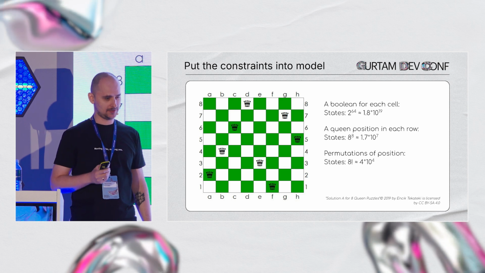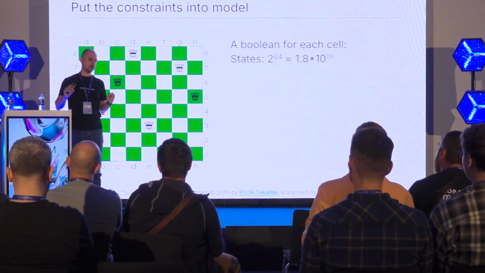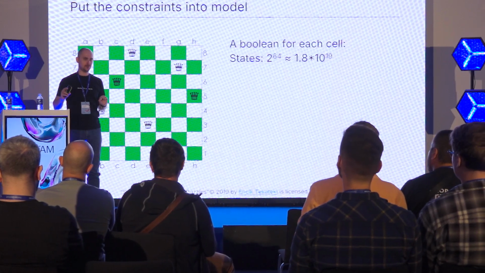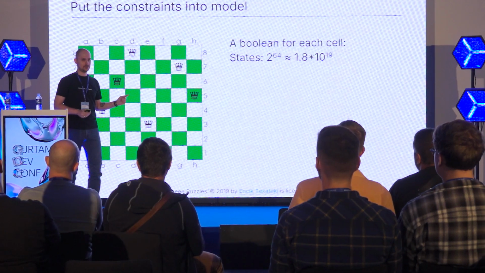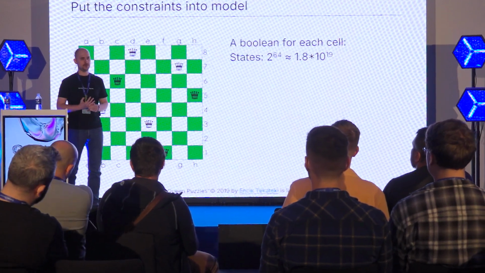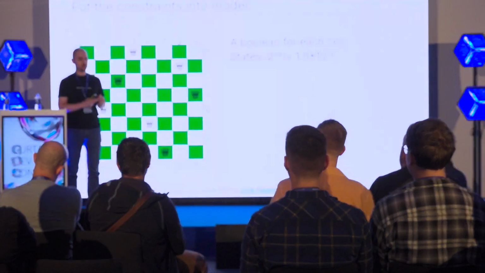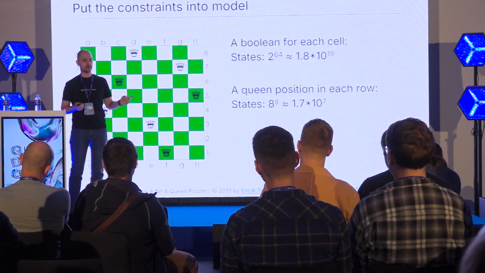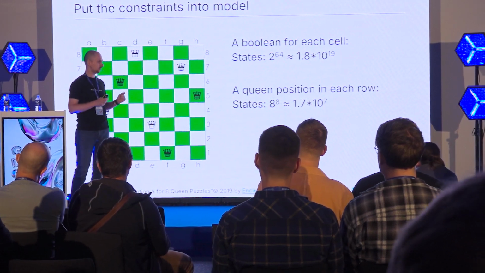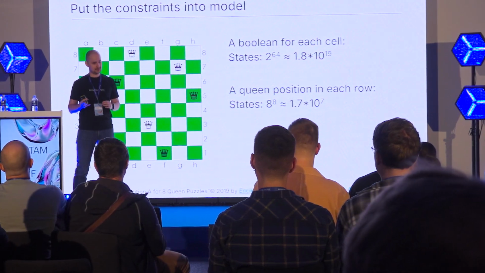That's a lot. But then we can think, wait, we can have only 1 queen in a row. We cannot have 0, because it means somewhere we will have 2 queens, and we cannot have more than 1 because they will hit each other. So we can change our model to store the position of a queen in each row. And this means that our solution space is 8 to the power of 8, and that's much smaller.